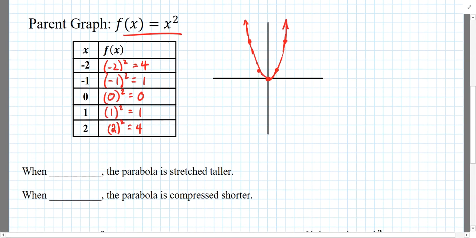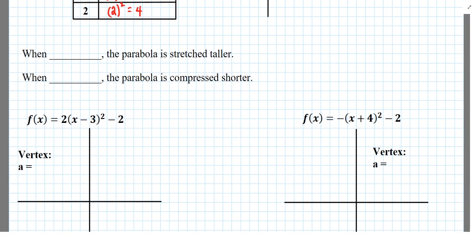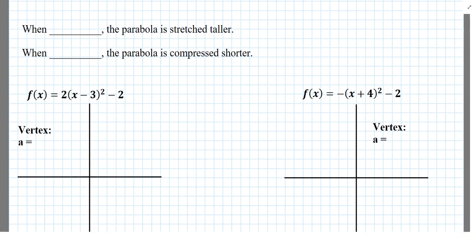We already know that the vertex will always be located at the coordinate h, k, and the a value indicates whether the graph opens up or down. However, the a value also indicates whether our parent graph stretches taller or compresses shorter. When a is greater than 1, the parabola is stretched taller. When the a value is between 0 and 1, the parabola is compressed shorter.